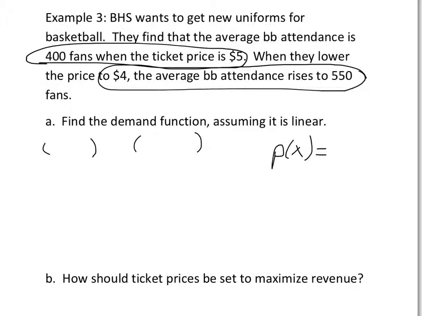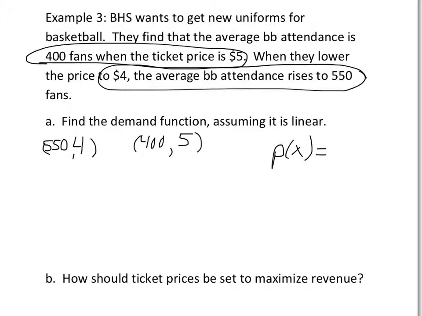So in other words, our outputs or our Y values are going to be the $4 and the $5. And our input values are going to be our $550 that went with the 4 and the $400 that go with the 5. So that's how I know how to set up my points, because I know that the price function's output, or our demand function, has to be in dollars. That label has to be in dollars.